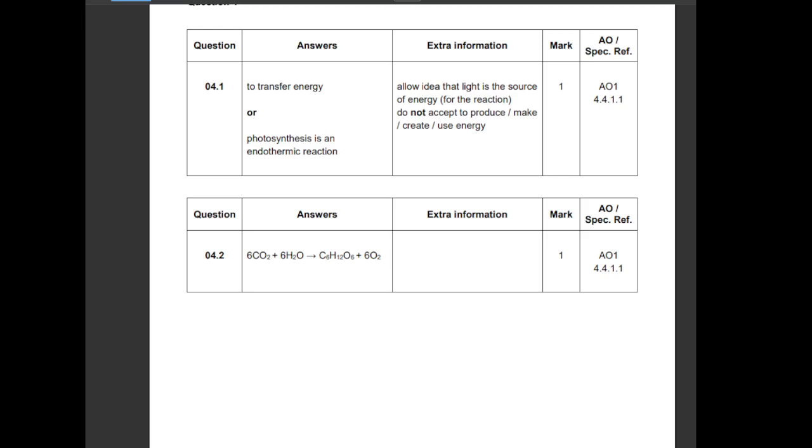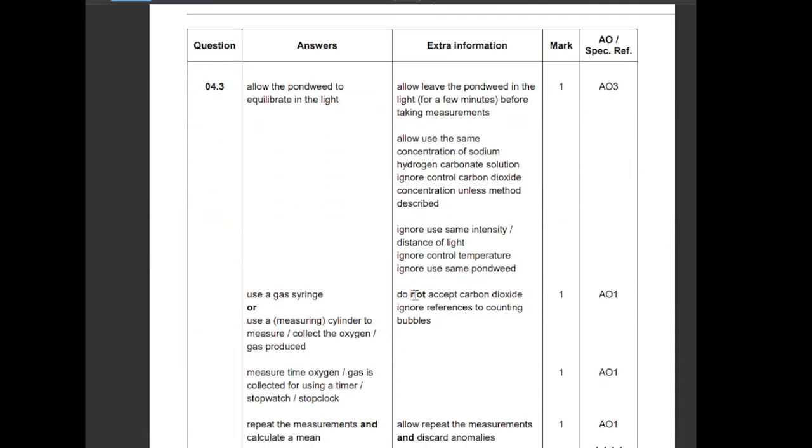On the marking scheme, question 4.1, the purpose of light is to transfer energy for photosynthesis, an endothermic reaction. I've combined both of them as part of the answer. And the equation for photosynthesis is carbon dioxide plus water gives you glucose plus oxygen. 4.3 is to do with how you would measure the rate of photosynthesis.